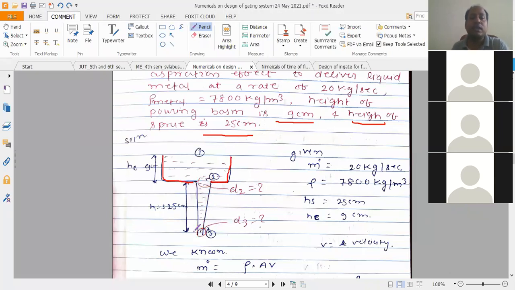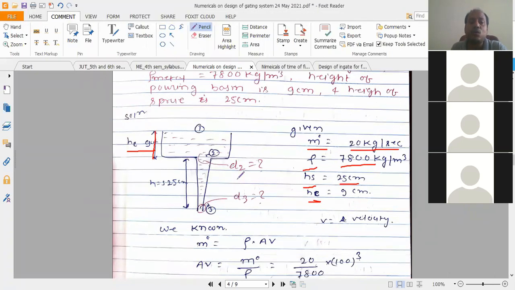So first, the given parameters: the mass flow rate of 20 kg per second is given. The density is also given, 7800 kg per meter cube, and the height of the screw is 25 centimeter. The height of the pouring basin is 9 centimeter. So let's check how you can determine the diameter at the base point and at the entry point.